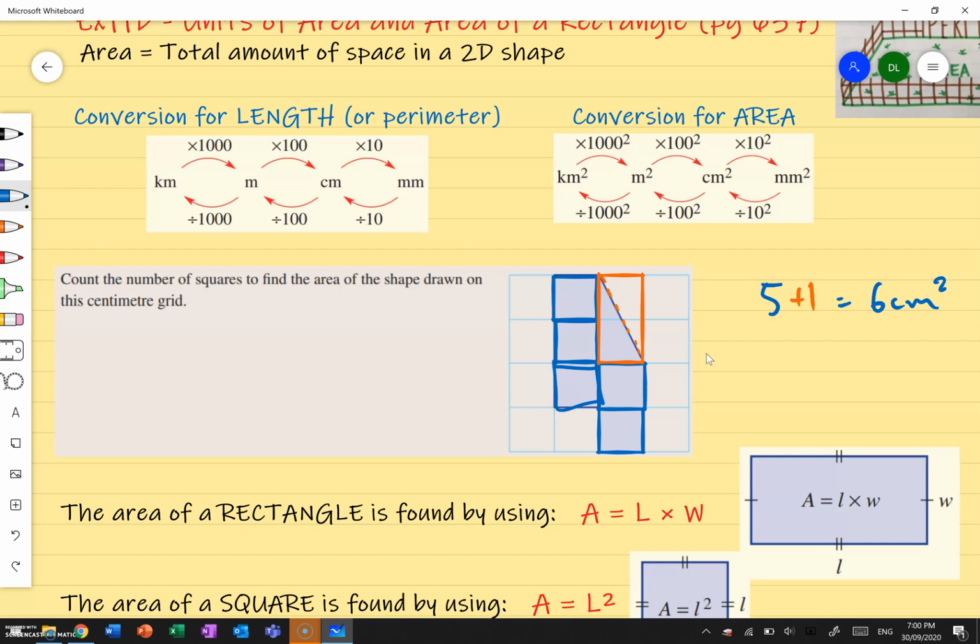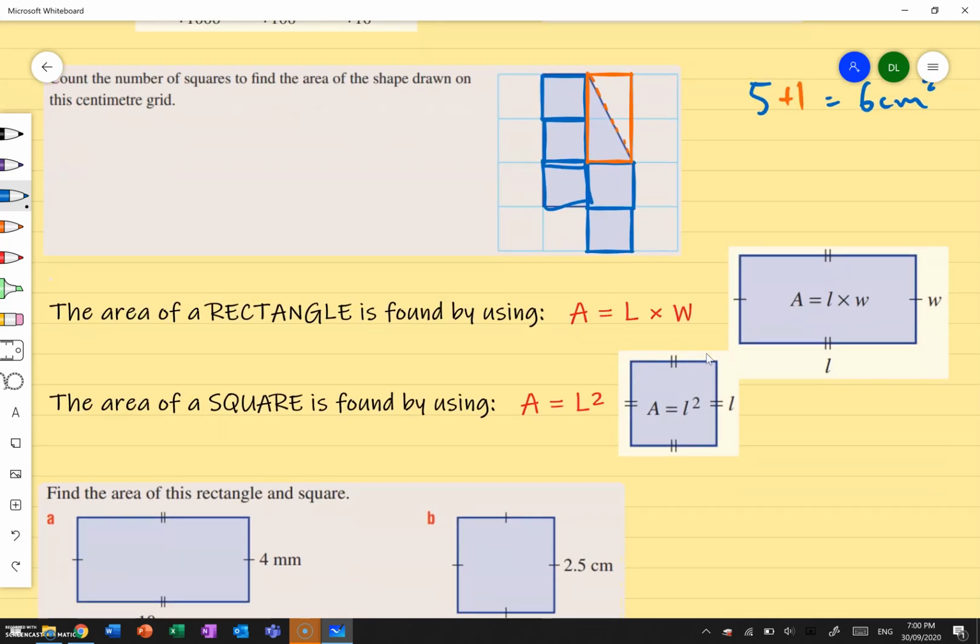That's what happens when you're given a grid, but sometimes you want to find the area even if there's no grid, because obviously in real life there's not going to be a grid everywhere you go. The area of a rectangle is found by using area equals length times width, where L is length and W is width. Because we're multiplying, it doesn't matter which one is length and which is width, as long as you're using the different lengths. So length times width gives me the area of the rectangle.